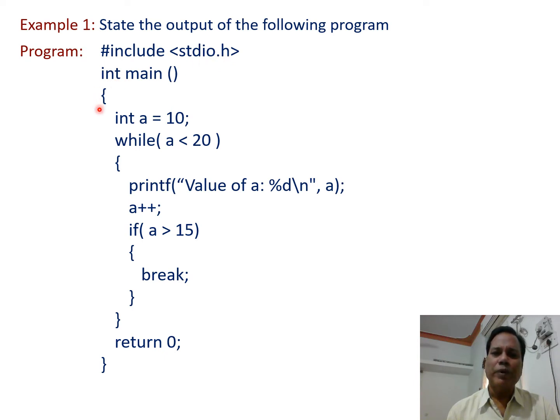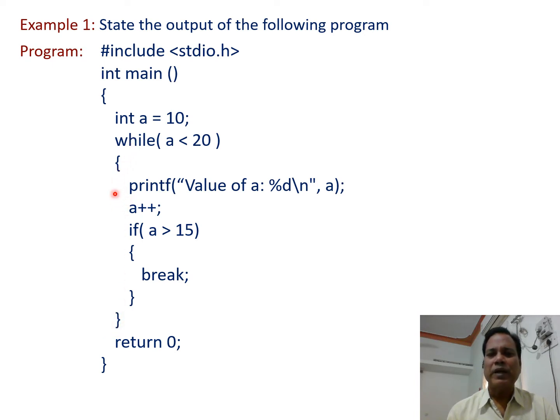Then within open and close brace of the main function, first statement int a equal to 10 defines an integer variable a and also assigns a value of 10 to it. Then we see the while statement. While a less than 20, value of a is 10. Naturally, this condition is true. When condition is true, then we enter the body of the while loop.